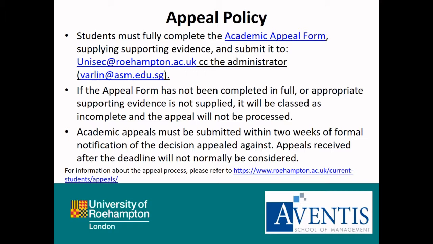Students must fully complete the academic appeal form, supplying supporting evidence and submit it to unisec at roehampton.ac.uk. Send a carbon copy to the administrator, Berlin, at asm.edu.sg. If the appeal form has not been completed in full or appropriate supporting evidence is not supplied, it will be classed as incomplete and the appeal will not be processed. Academic appeals must be submitted within 2 weeks of the formal notification of the decision appealed against. Appeals received after the deadline would not normally be considered. For more information about the appeal process, please refer to this link below.